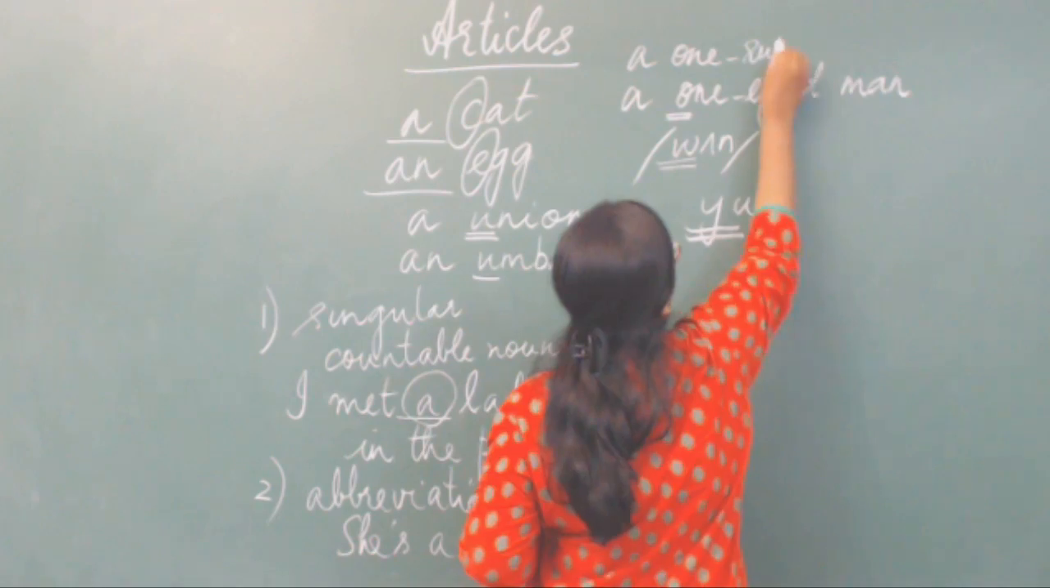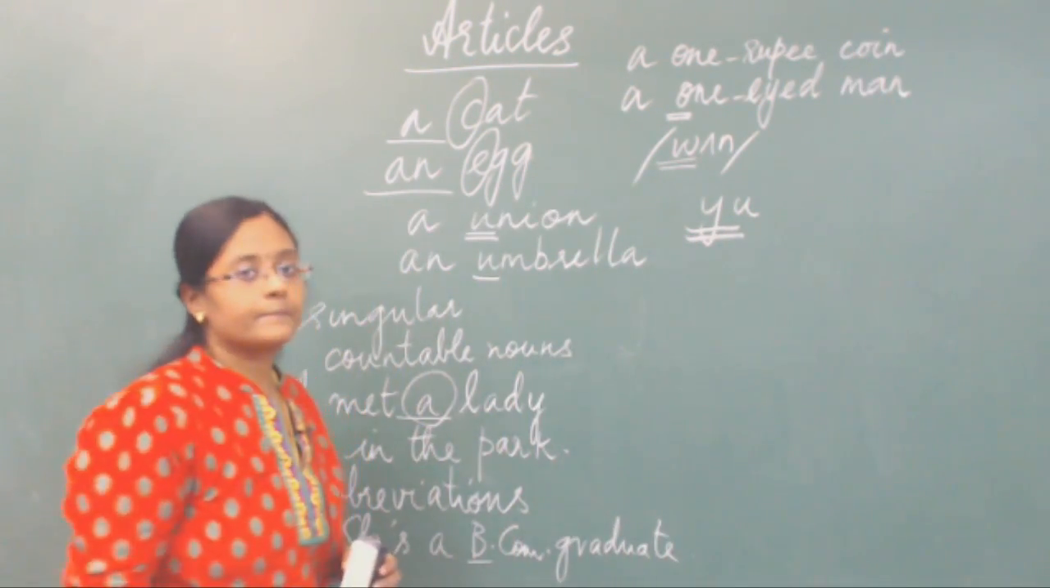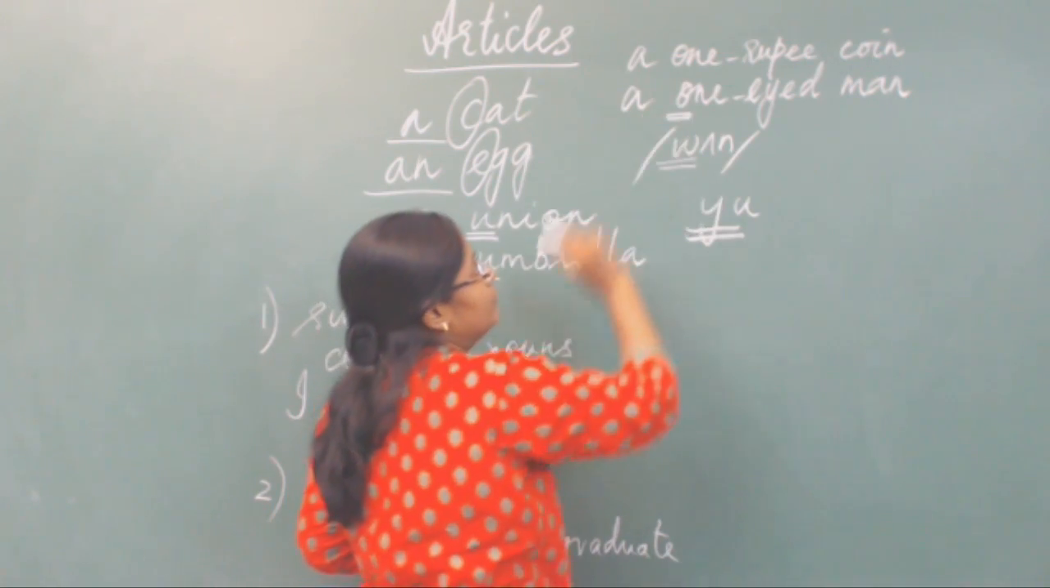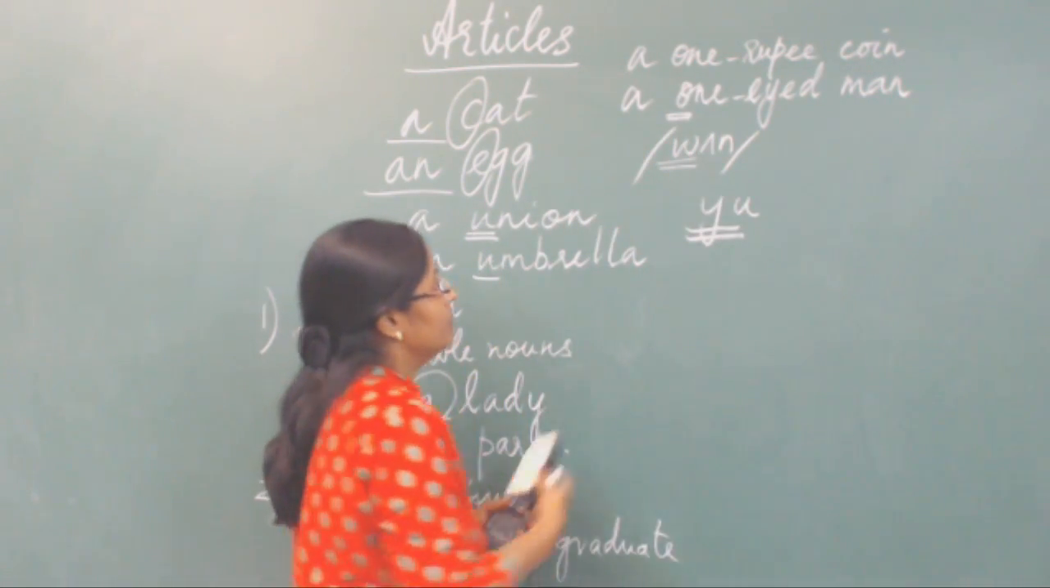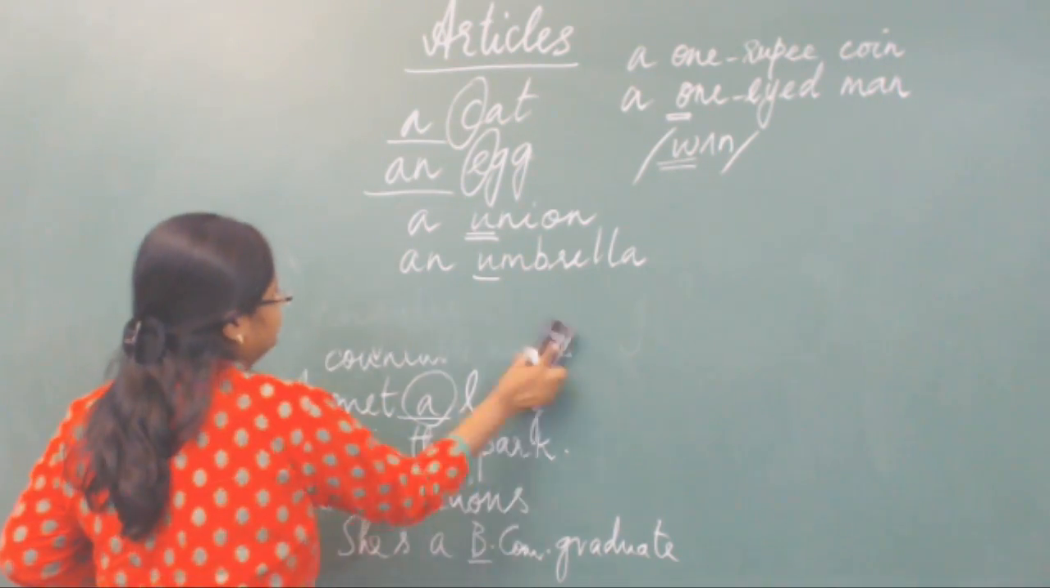One rupee coin. Just the opposite here, right? Big words that begin with a vowel but have a consonant sound.